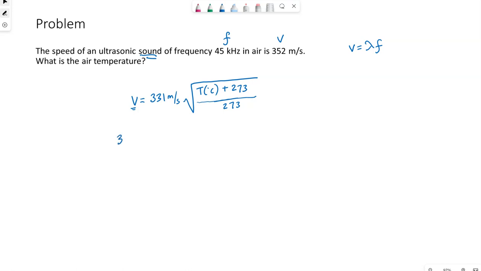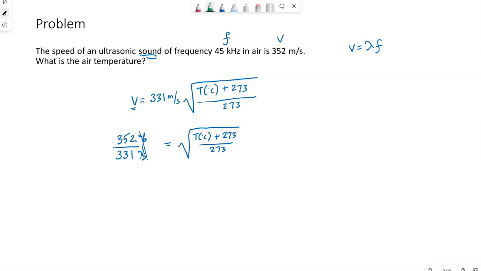So I'm going to go ahead and put in my 352. I'm going to go ahead also and divide by the 331. Both of these are in meters per second, so those units are going to cancel. That leaves me with the square root of this temperature in degrees Celsius. All of that good stuff.